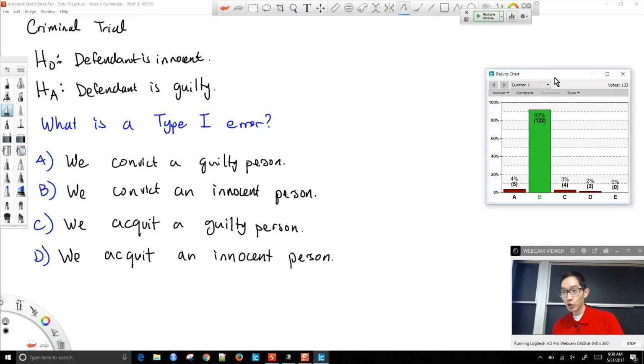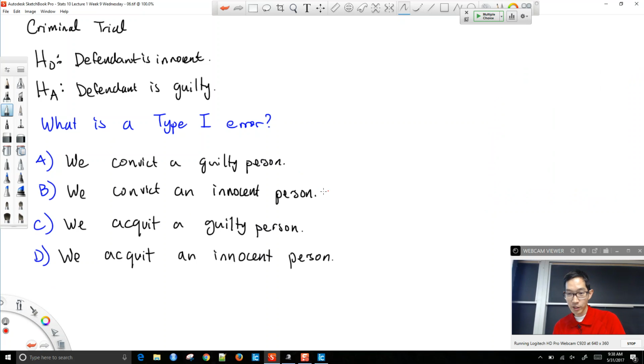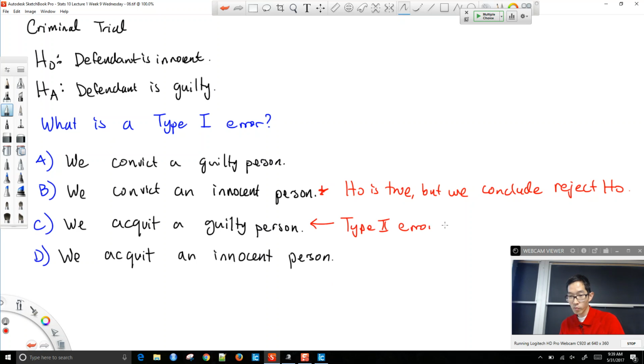A type 1 error is we convict an innocent person. The null hypothesis is true, but we conclude, reject the null. So that's convicting an innocent person. Which one's the type 2 error? I don't think we need a clicker question here. Acquitting a guilty person is the type 2 error. The null is false, but we do not reject the null. And then this is ideal. This is what we want.